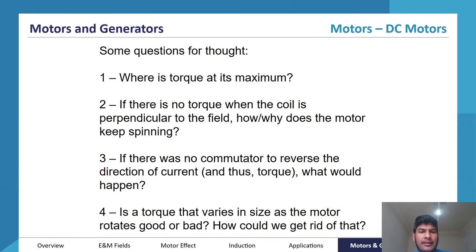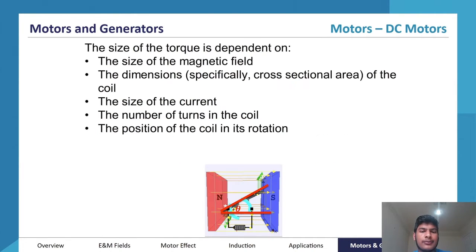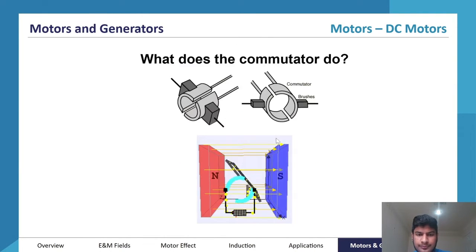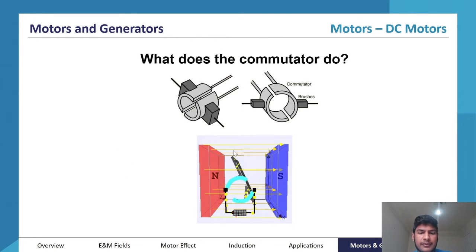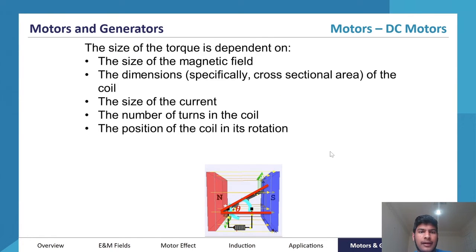Sorry, where is torque at its maximum? Is the torque maximum here or at some angle in between? Have a think about that. I think I jumped the slide, but the size of the torque is dependent on the magnetic field. So the stronger the magnetic field, the greater the force on the individual conductor, and so the greater the actual torque.